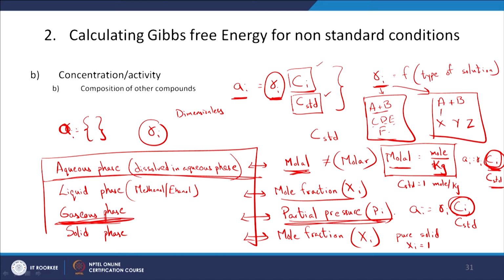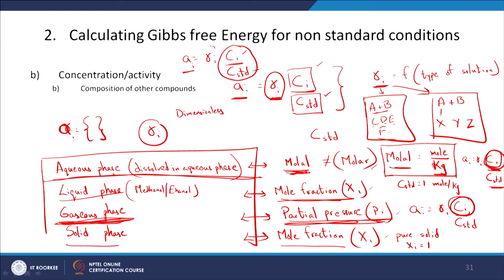So now we are going to move back to your activity coefficient, or how to calculate activity coefficient. So we are trying to calculate activity here, right, and for that we just looked at how to calculate this particular ratio. This C standard is equal to 1 for these different kinds of concentration units we just discussed, and Ci you need to obviously define in molal units if it is aqueous phase, in mole fraction if it is liquid phase, in partial pressure if it is gaseous phase, again in mole fraction if it is a solid phase, right.